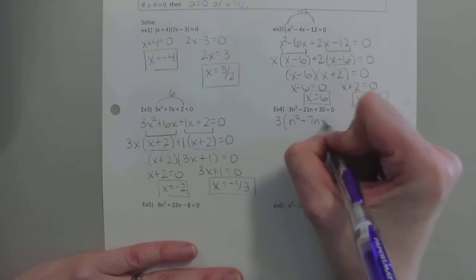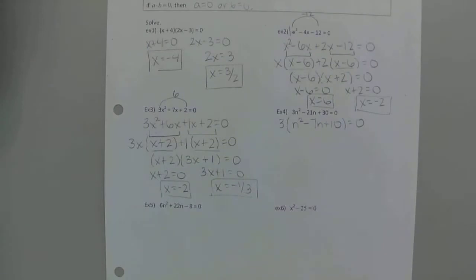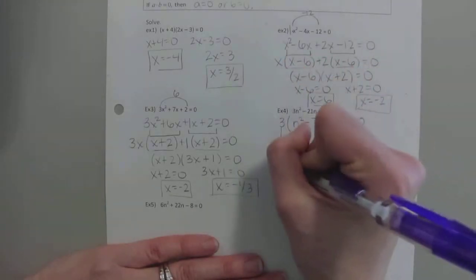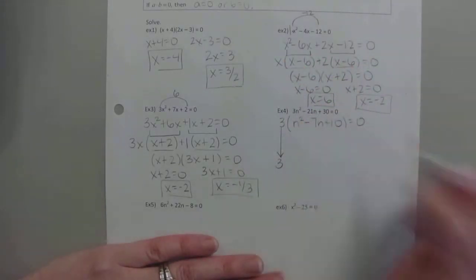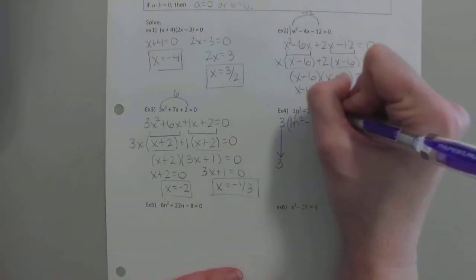So we'll factor out a 3, and that will leave us with n squared minus 7n plus 10. Does that look right, guys? So remember, when you factor out a value, you're just dividing everything by 3. So 3 divided by 3 is 1, 21 divided by 3 is 7, and 30 divided by 3 is 10. So this 3 is going to be part of our answer, but we're only going to factor this part, okay? So let's look at this.